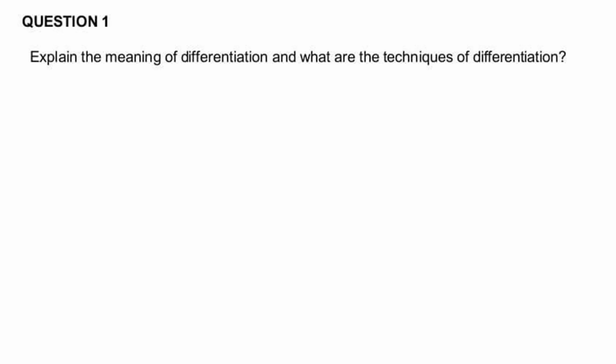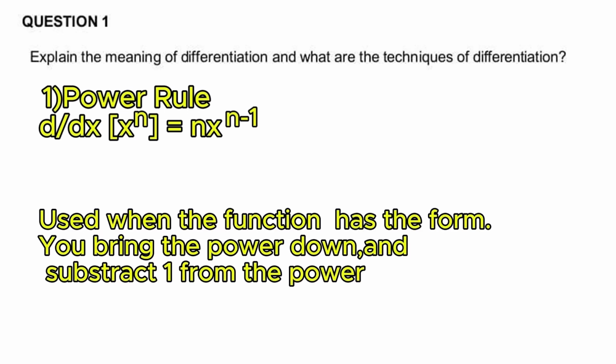Now, there are a few common techniques we always use. Number 1, power rule. It is used when the function has the form x to the power of n: you bring the power down and subtract 1 from the power. The formula is d over dx of x to the power of n equal n times x to the power of n minus 1.